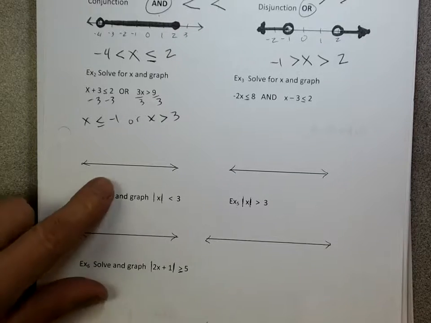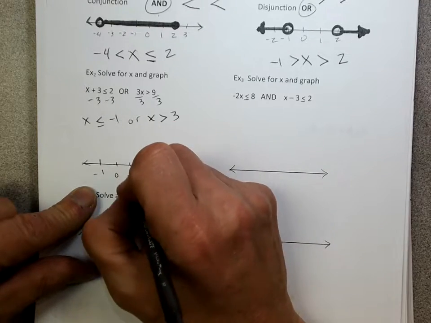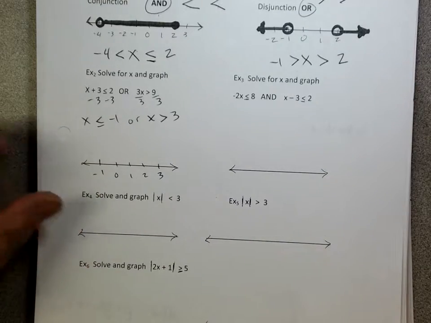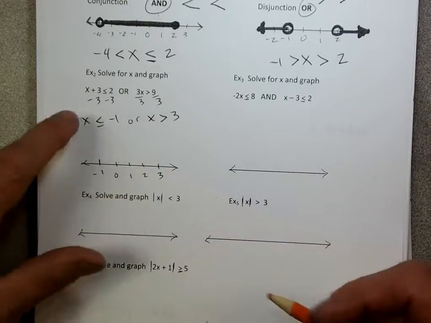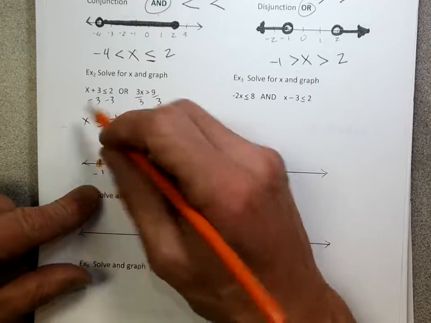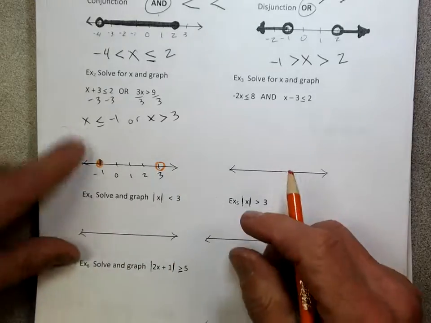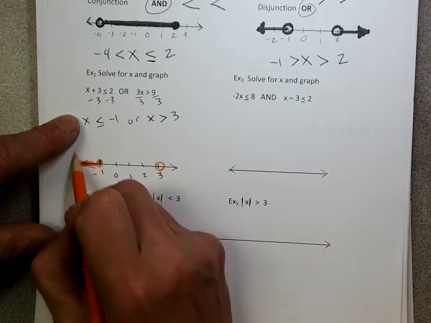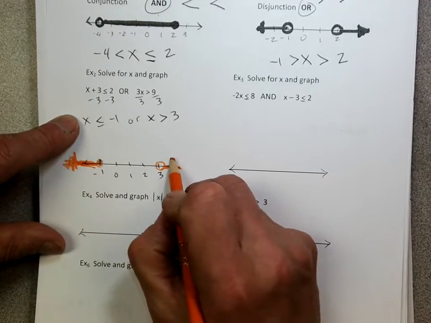So let's go ahead and go -1. We'll go 0, 1, 2, and 3. I'm going to have a solid dot at -1 because it has the equal sign. Open dot at 3, right? If x is less than -1, it goes that way, right? And if x is greater than 3, I go that way.